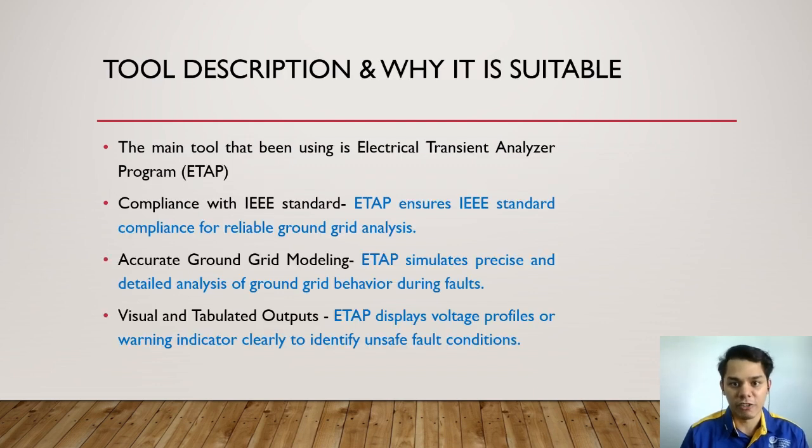So next is tool description and why it is suitable. The main tool that I have been using is Electrical Transient Analyzer Program, ETAP. So why is it suitable? First is complying with IEEE standard. ETAP ensures IEEE standard compliance for reliable ground grid analysis. Second is accurate ground grid modeling. ETAP simulates precise and detailed analysis of ground grid behavior during faults. And lastly is visual and tabulated outputs. ETAP displays voltage profiles and warning indicators clearly to identify unsafe fault conditions.